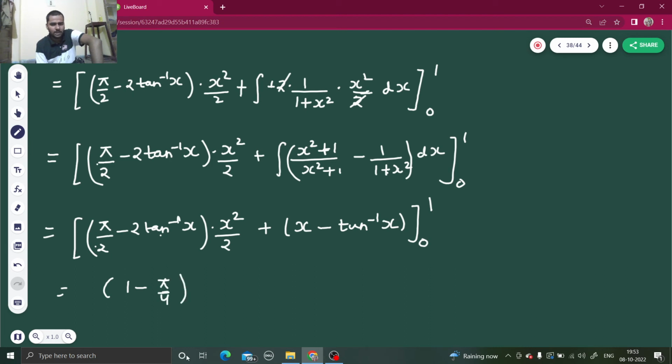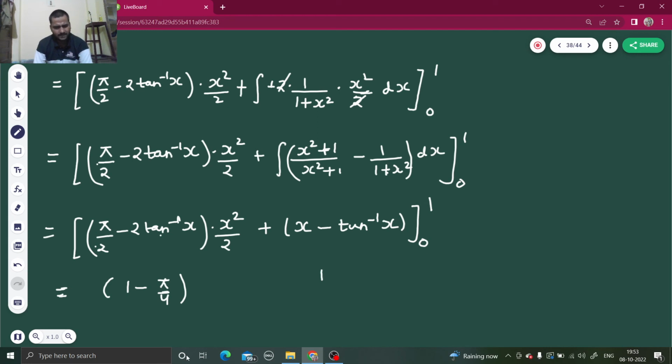Now when you put the lower limit, the first term is obviously becoming 0 because of this x. Coming to the second term, because of this x it is becoming 0, and because tan inverse 0 is 0, again in the lower limit all the terms are 0. So this is your final answer, 1 minus pi by 4.